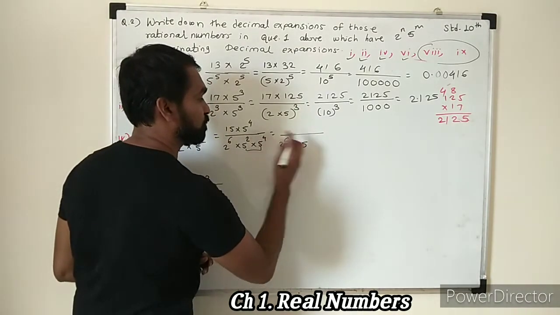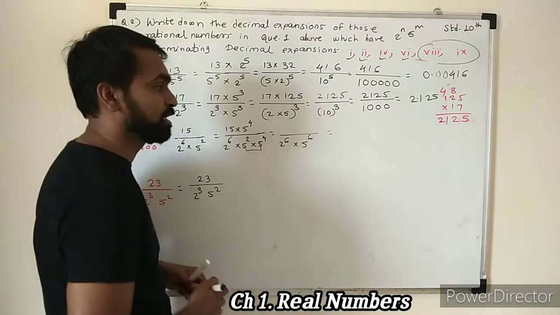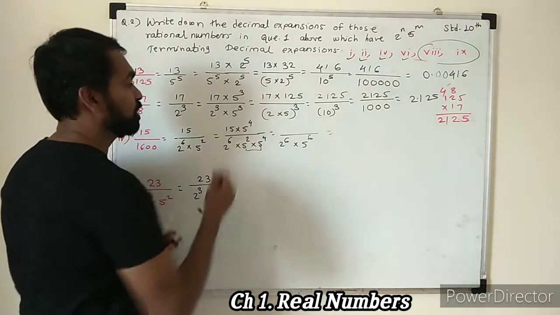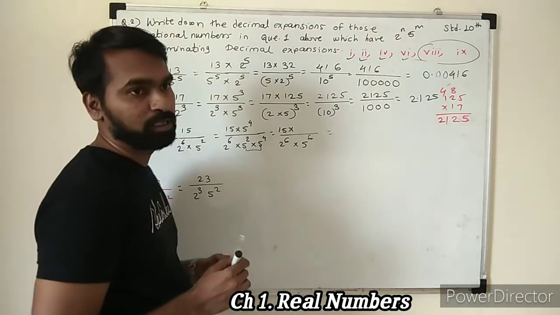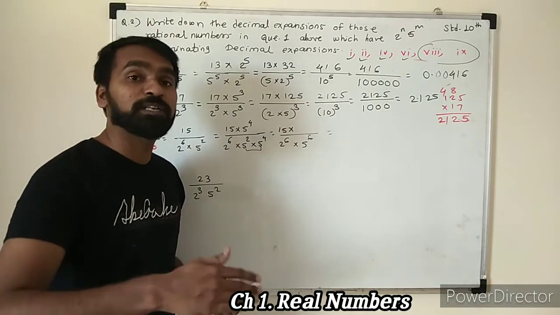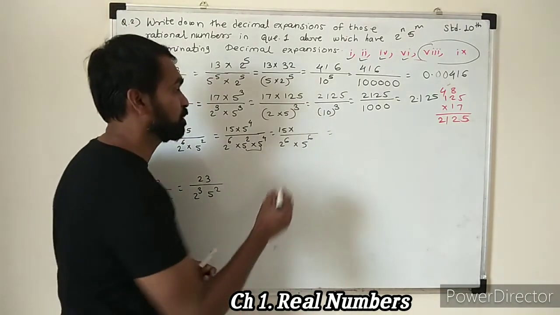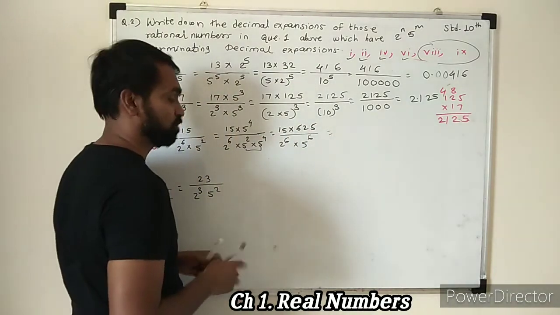2 plus 4, that is 6. That is 2 raised to 6 multiply 5 raised to 6. Now here 15 multiply 5 raised to 4. We know that 5 cubed means what? 125. Again 125 you multiply by 5. That is what? 625. And then multiplication of both the numbers.